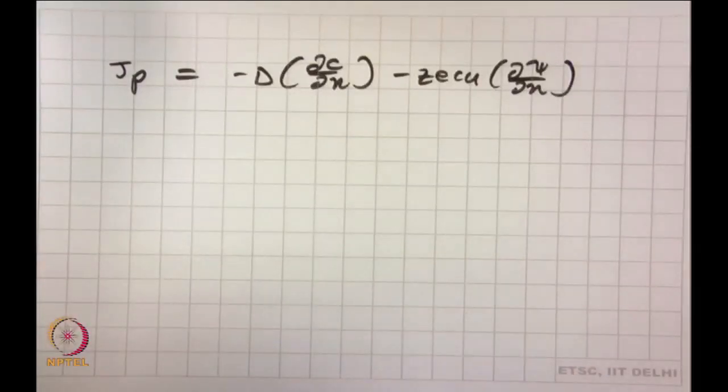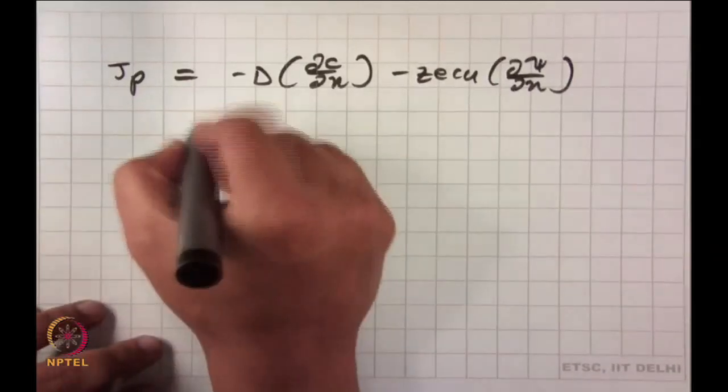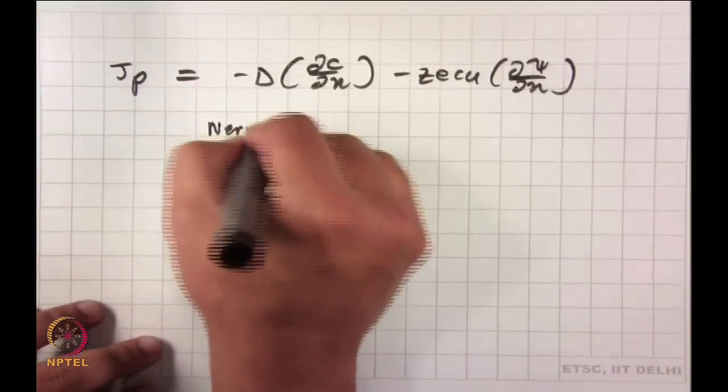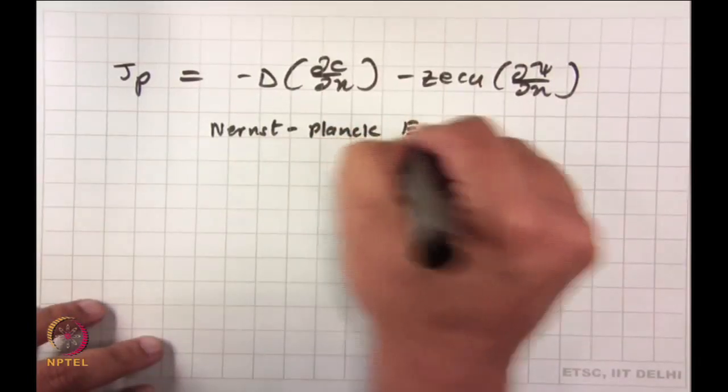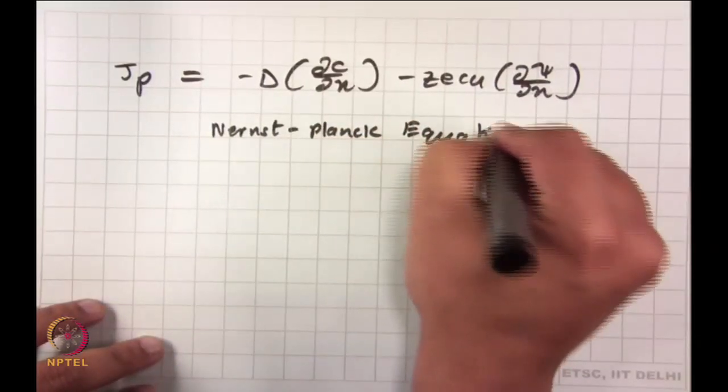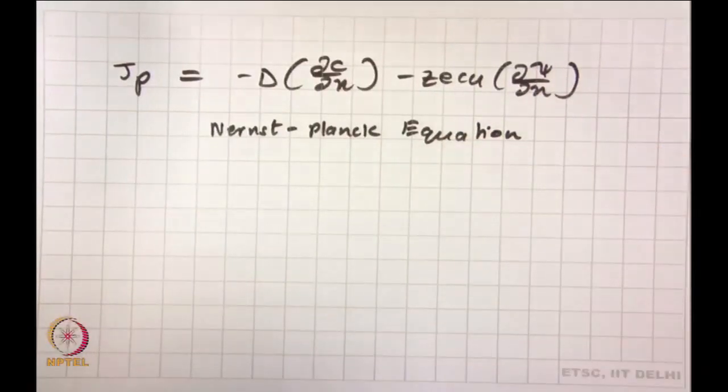What I forgot to mention at the time is this equation is referred to as the Nernst Planck equation. So, this equation is popularly referred to as the Nernst Planck equation.